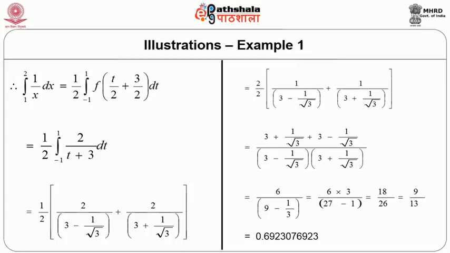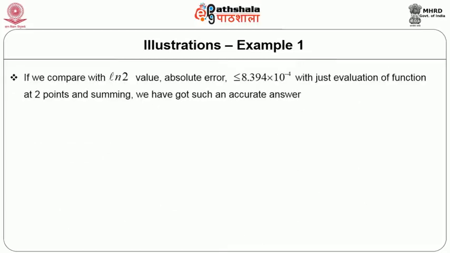So, the value is 0.69230766923. If we compare this with the actual ln 2 value, then the error is less than or equal to 8.394 into 10 raised to minus 4.